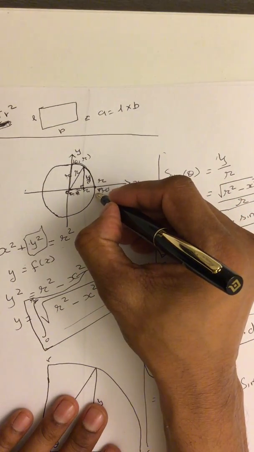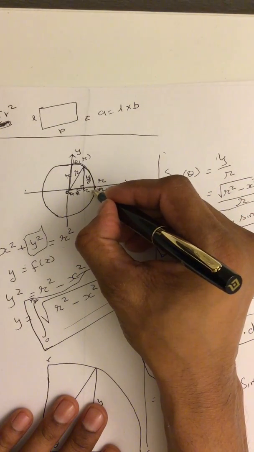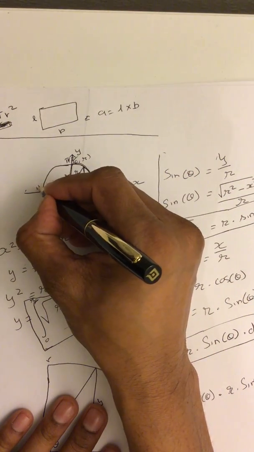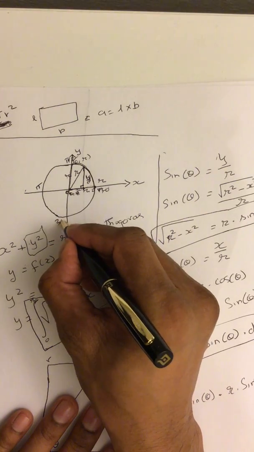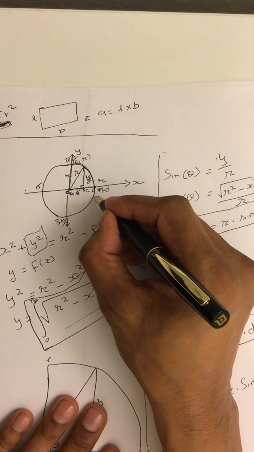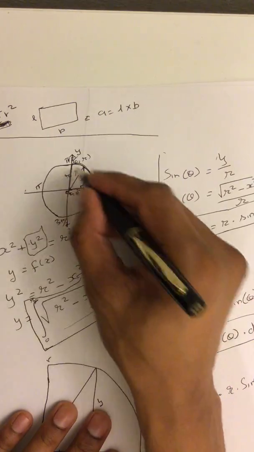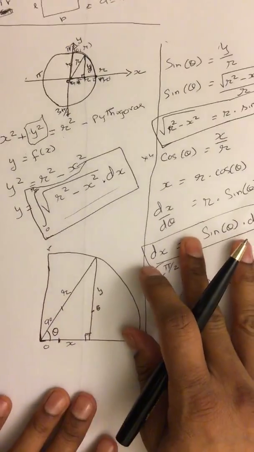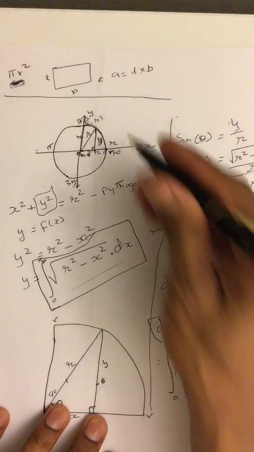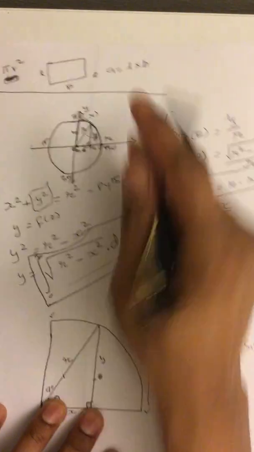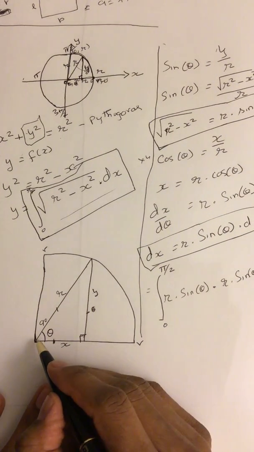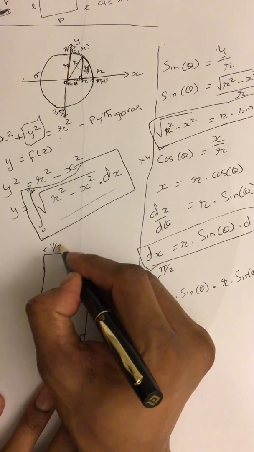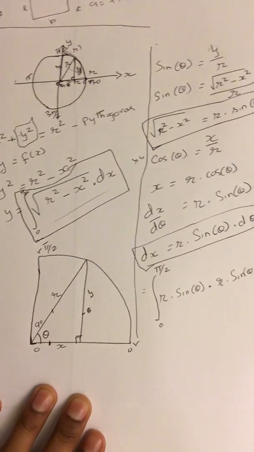If you go back to the circle, this particular angle is 0, this is pi by 2, this is pi, this is 3 pi by 2, and this is 0 again. So this is how the angle goes around in a circle. We are only concerned with this particular sector, so our angular limits are going to be 0 to pi by 2.